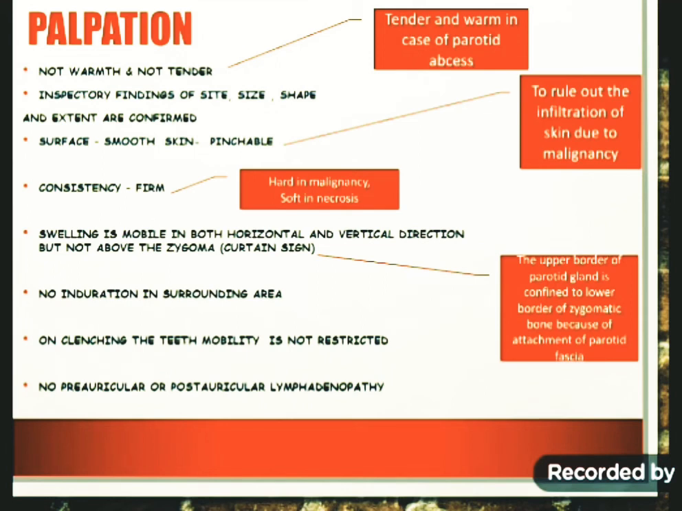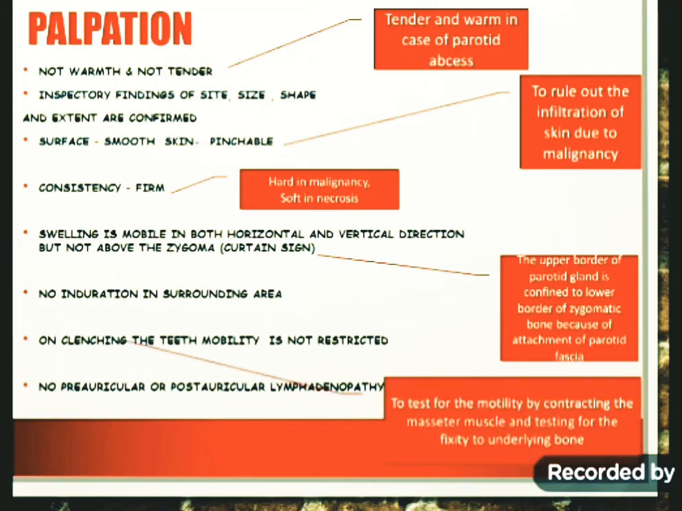Why do we check for this? Because on clenching we tense the masseter muscle, and the contraction of the masseter muscle will tell us about the mobility and about the fixity of the bone. If it is a malignancy, there will be fixity to the masseter muscle. Now, no pre-auricular or post-auricular lymphadenopathy is present.